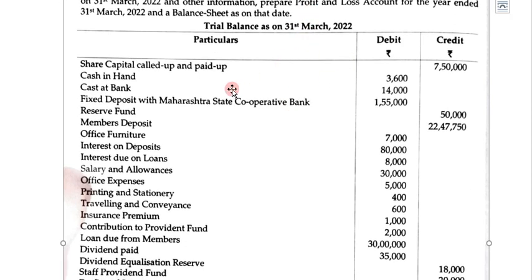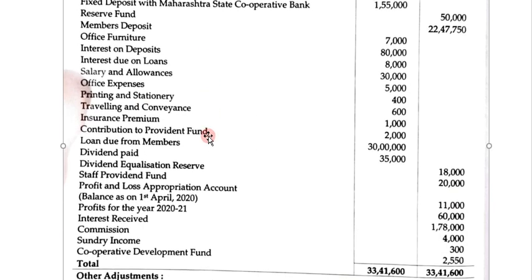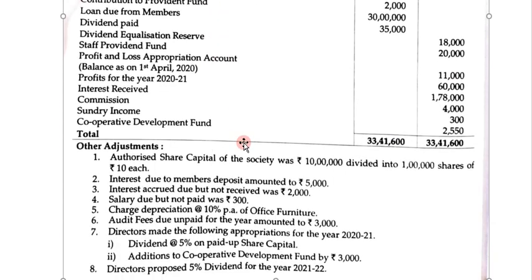So this is the particulars, okay, and amount is given in debit side and credit side. Like in trial balance, share capital, cash in hand, cash at bank, fixed deposit, reserve funds, members deposit, office furniture and so on are given. Okay, and there is additional information like adjustments are given that authorized share capital of society was 10 lakh rupees divided into 1 lakh shares of 10 rupees each.